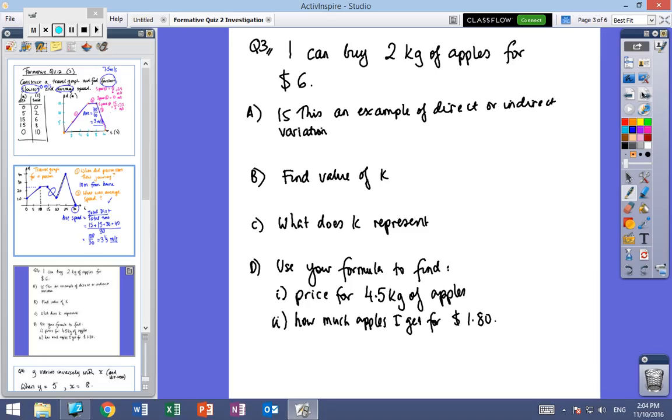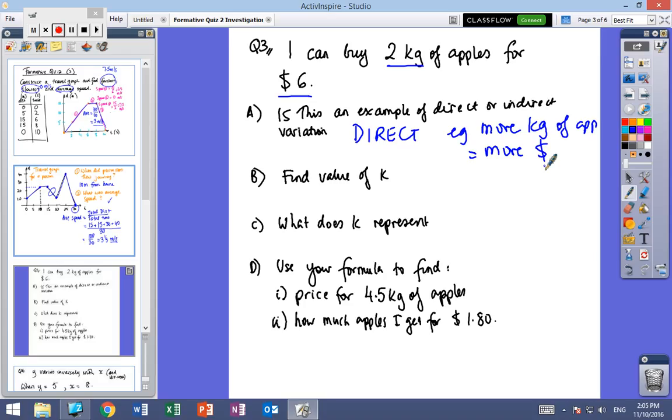Okay, so this is a direct variation. For example, more kilos of apples equals more money. It's going to cost you more money. Okay, if it's going to have more of one and more of the other, it's a direct. If more of one gives you less of the other, then it'll be indirect.